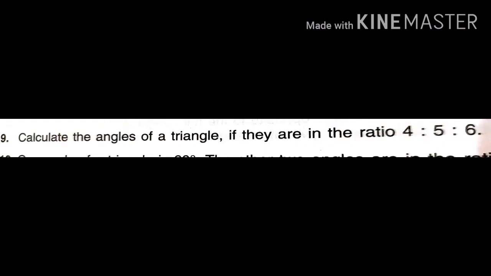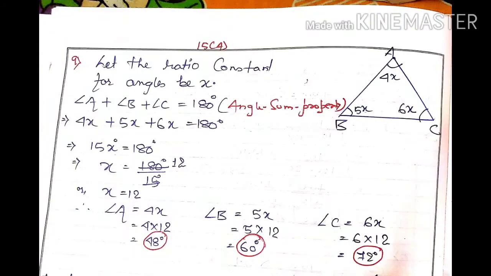Calculate the angles of a triangle if they are in the ratio 4:5:6. All the three angles are given: 4, 5, 6. What is the problem? They are given in ratio. So it has two methods, one by the ratio method, other by making it constant. Whenever you see a ratio, first you make it constant by taking x. How? See the solution. Now listen at first.